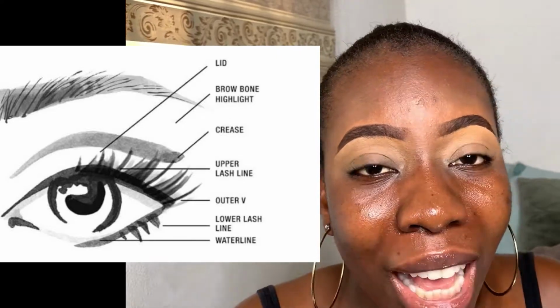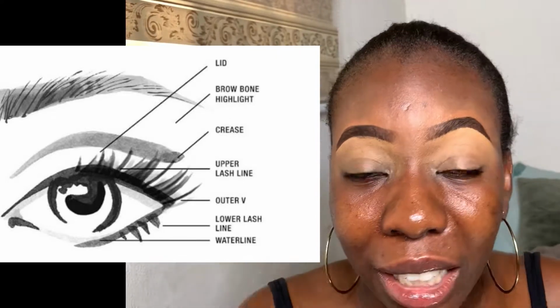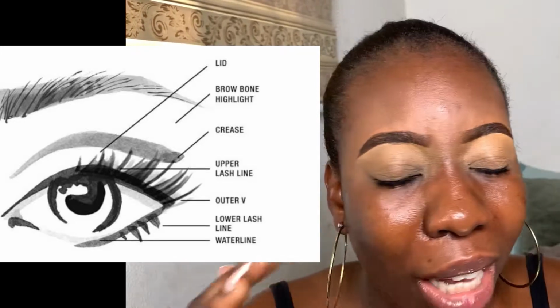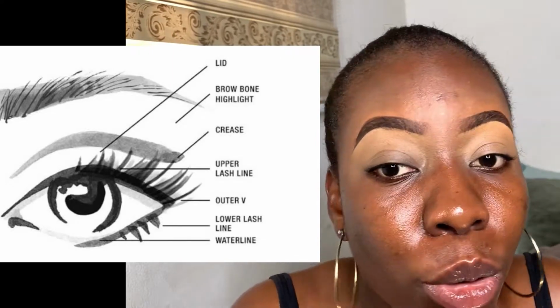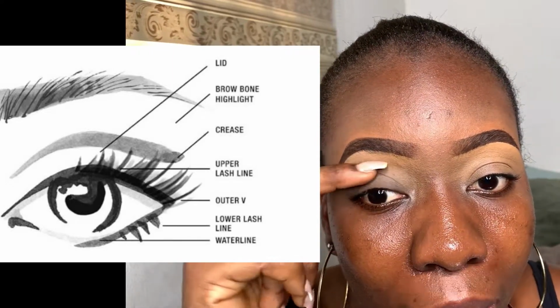These three parts of the eyes are very essential. If you can identify these three parts, I'm very sure that your eyeshadow game will be like 100%. That is all you need to know. So place your hand on the crease again one more time.